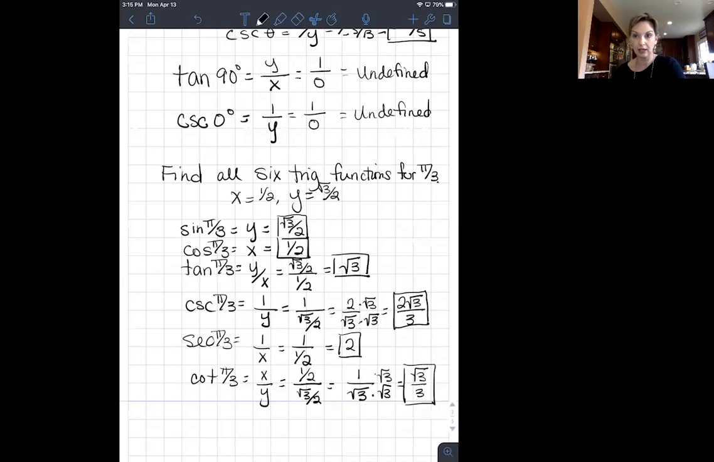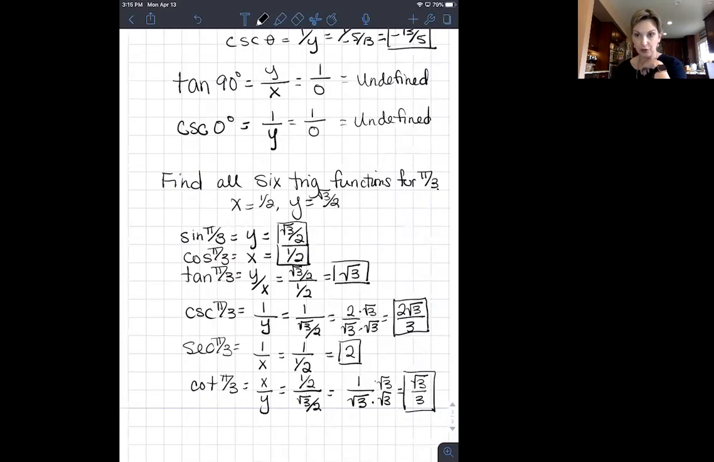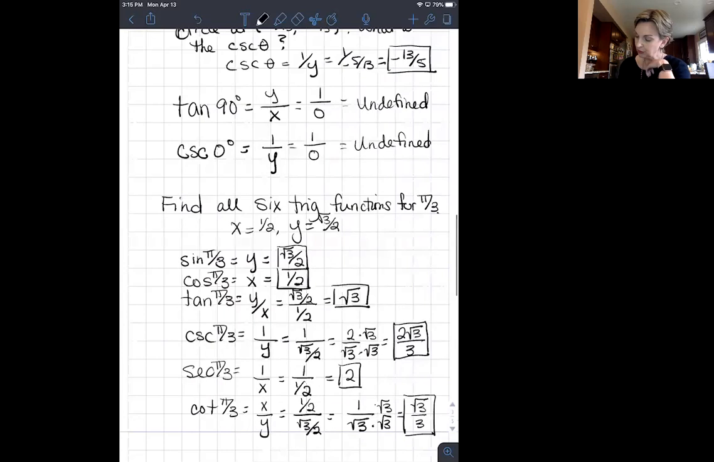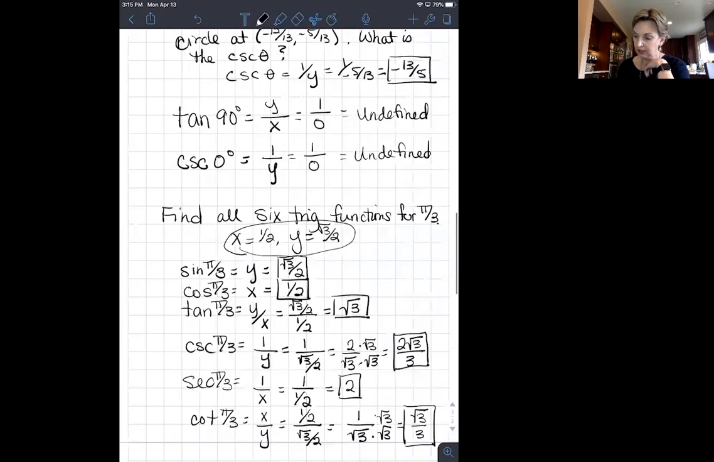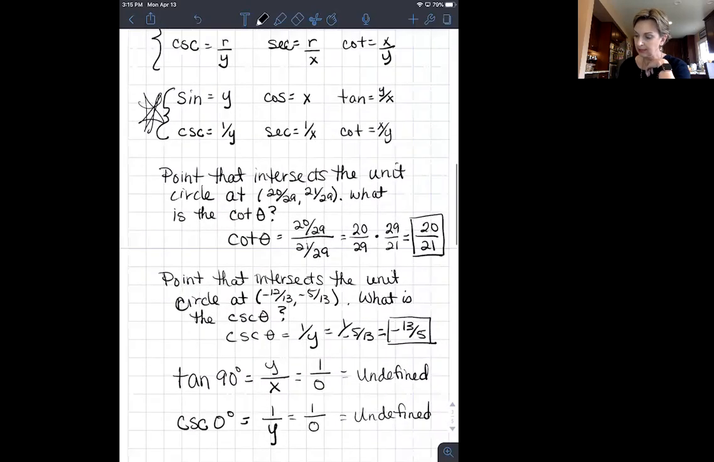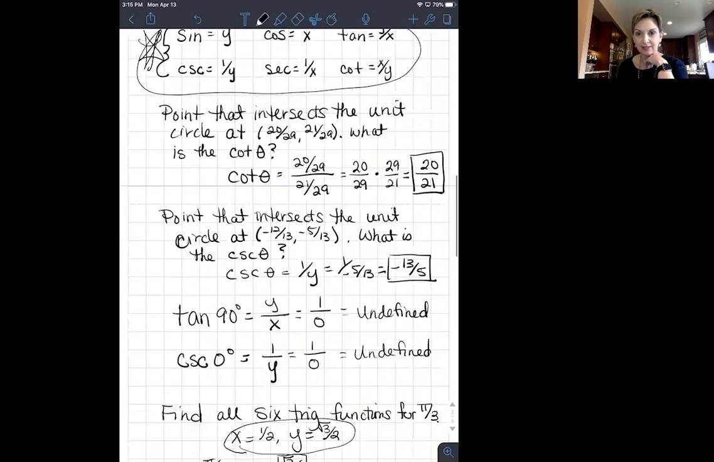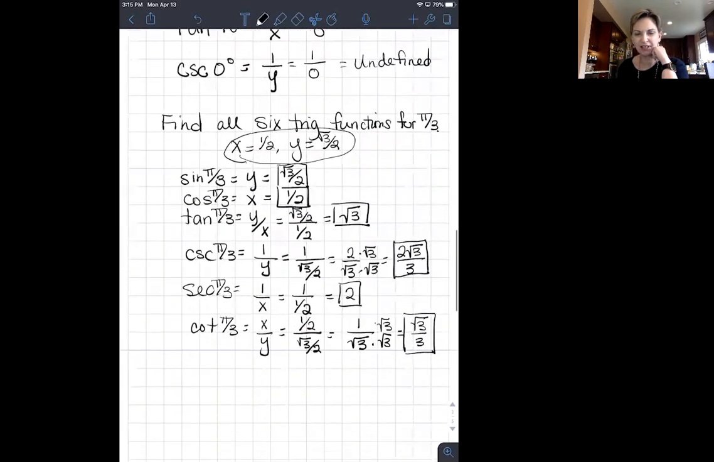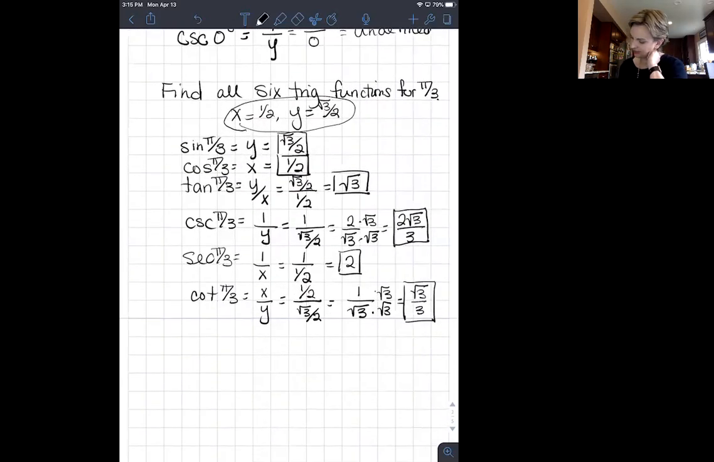Okay, so that's how you get all 6 trig functions for an angle on the unit circle, right? First you find the x and the y value from the unit circle, and then you plug them in using these x and y values right here. Okay, let's say you just needed to find 1. That was kind of a lot of work finding all 6. Let's find cosine 5 pi over 4. That'll be easier, just finding one thing.